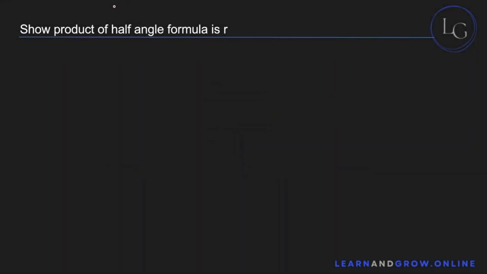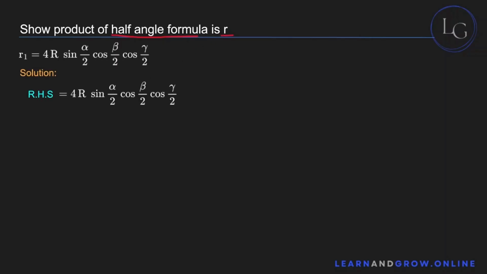Now let's see how you can show that the product of the half angle formula is r1. Okay, so it says that we have to prove that this left hand side, r1, is equal to this right hand side, which is 4R into sine alpha by 2, cos beta by 2, cos gamma by 2. We have to prove this. So obviously it's easier going from a larger expression to a smaller expression. So we take the right hand side and let's see how it eventually converts into the left hand expression, which is r1. So 4R into these trigonometric functions.